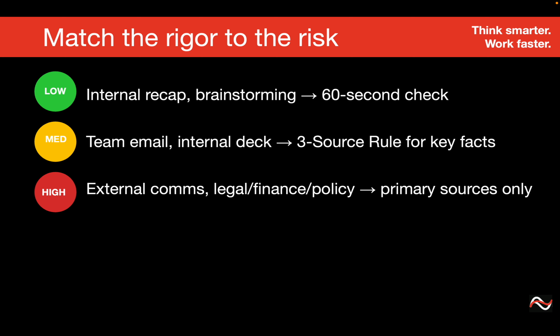You should also treat tests differently based on risk. For green items such as personal notes or brainstorming, you can skip the check. For yellow items such as team email or an internal deck, run the 60-second check on 1 or 2 risky lines. For red items such as external materials, legal, finance, or policy content, use only primary sources and avoid model-derived facts.